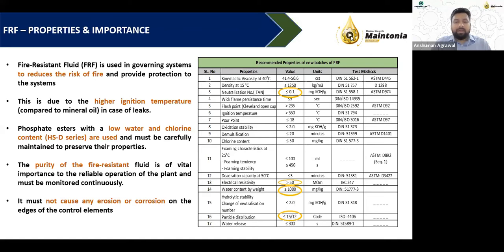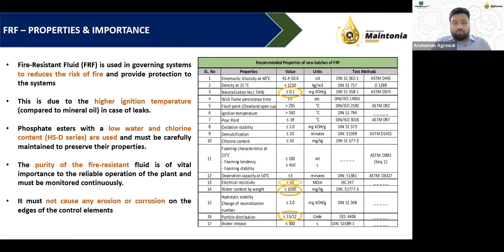The third parameter being tested is electrical resistivity of the fluids. This is important because this fluid is going to be used in servo valves whose functioning involves certain solenoid functioning. That's the reason why electrical resistivity of the oil is extremely important and needs to be on the higher side. It needs to be beyond 50 mega ohm meter.